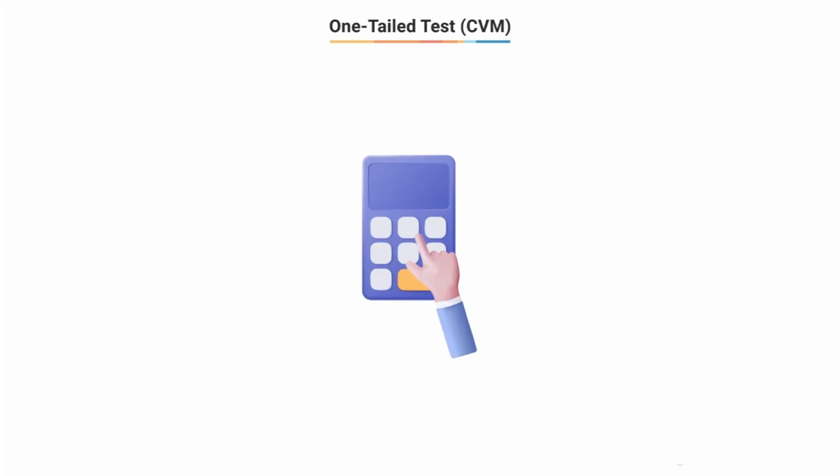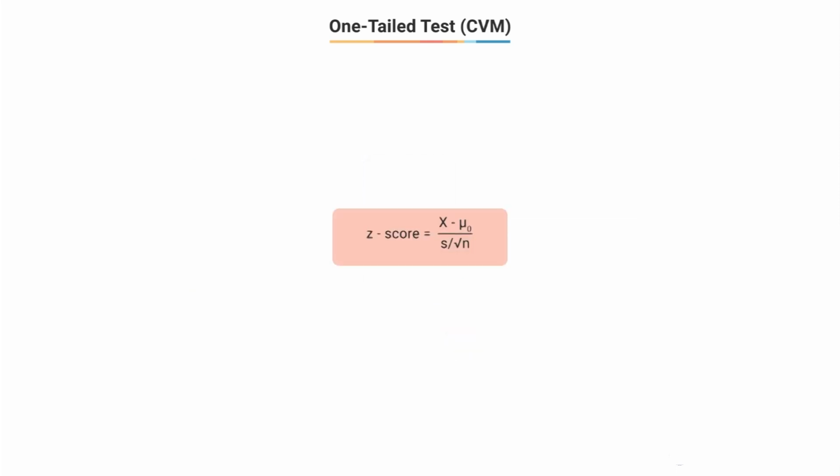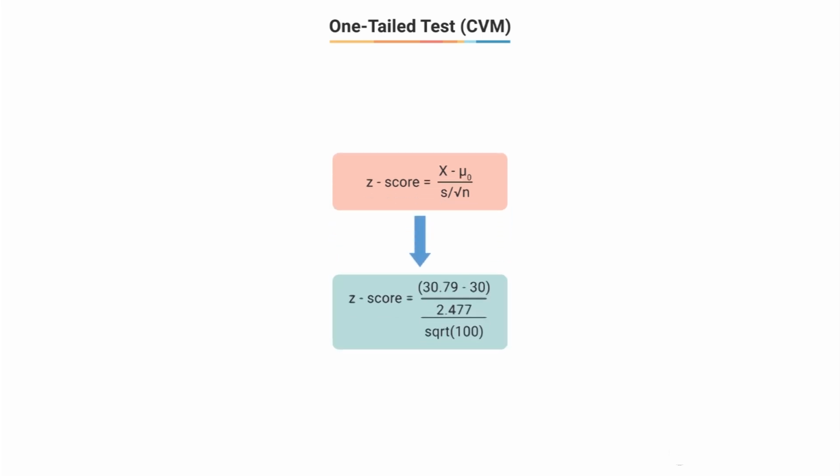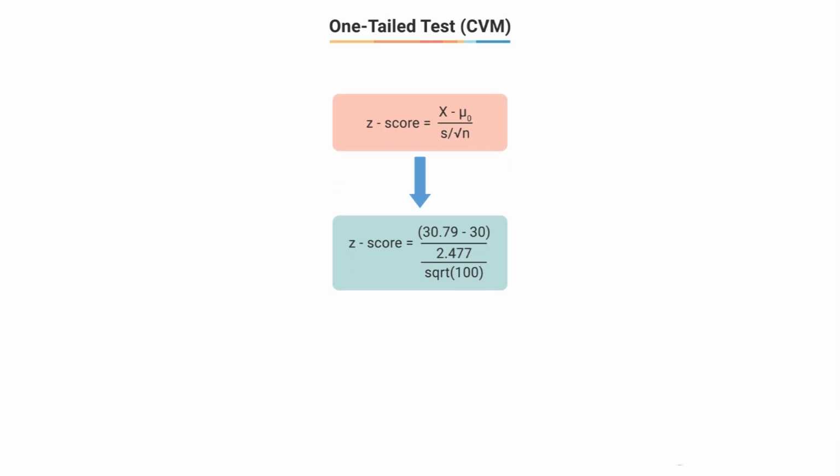So let's calculate our sample Z score. We know that sample Z score equals sample mean minus hypothesized mean divided by the population standard deviation divided by the square root of sample size, which here is 30.79 minus 30 divided by 2.477 divided by the square root of 100. This value is approximately equal to 3.19. So we have our sample Z score as 3.19. This was our step number 4. Let's move to step number 5, which was to reach a decision and interpret the result.